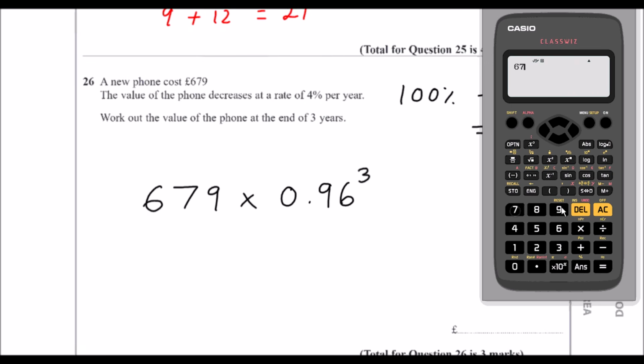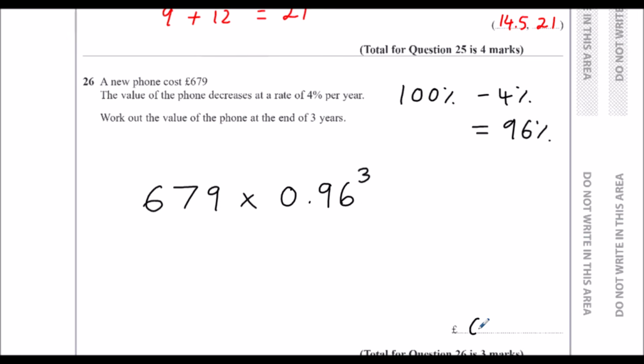So in one calculation, we can work this out. So 679 times 0.96 cubed gives us £600 and 74 pence. So £600, 74 pence.